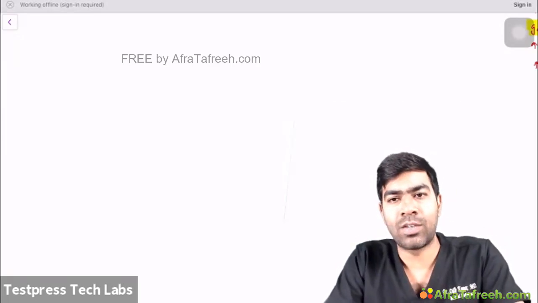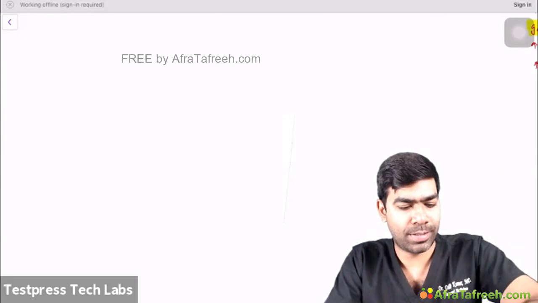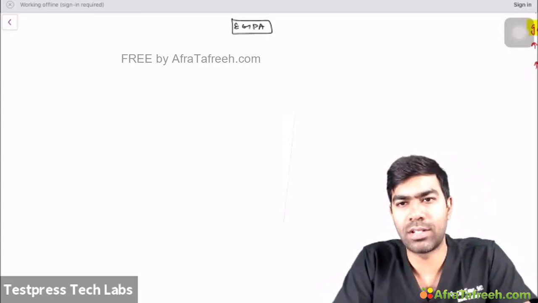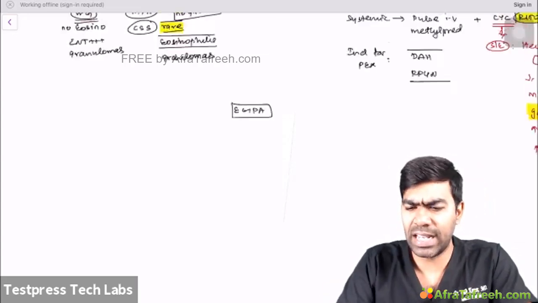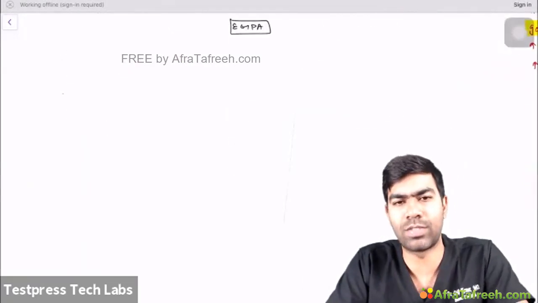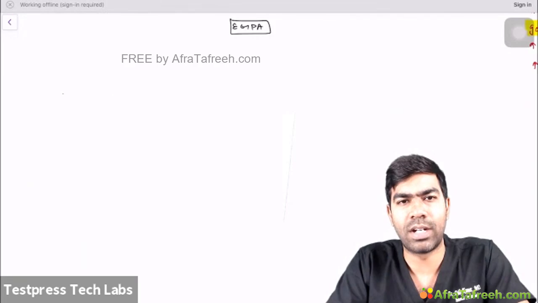The next thing we are going to move towards is EGPA. EGPA is eosinophilic granulomatosis with polyangiitis, that is Churg-Strauss syndrome. Pranay is asking about indications for plasma exchange: only two, diffuse alveolar hemorrhage and RPGN. That's all. Or crescentic glomerulonephritis for that matter. You can ask in any way.